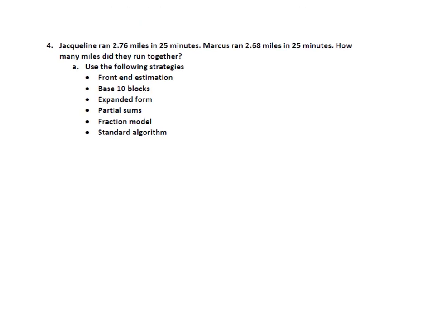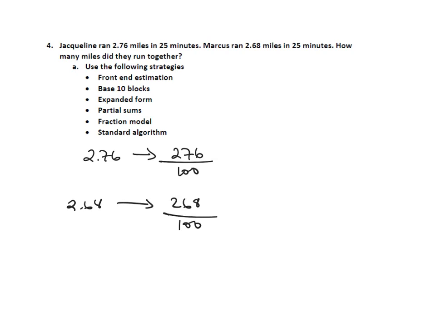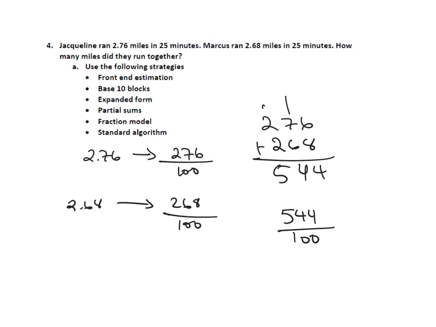Expanded or fraction form. 2 and 76 hundredths is the same as 276 hundredths. And then 2 and 68 hundredths would be 268 hundredths. Now I can take 276, 268, I can add those together, and I'm going to get 544 hundredths, which when you divide 544 hundredths by 100, you're going to get 5 and 44 hundredths. And that's your fraction model.